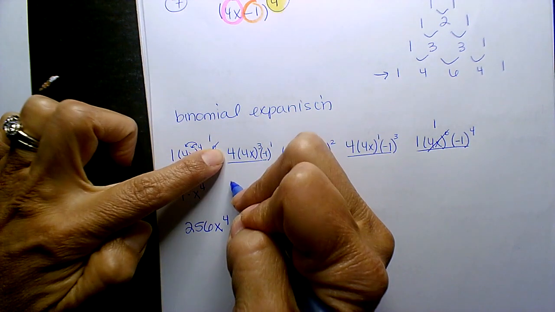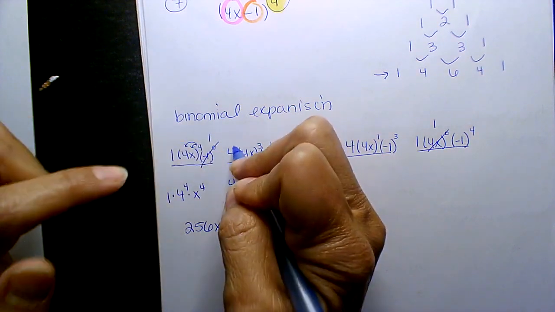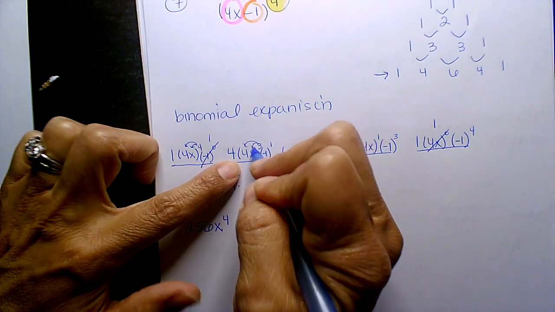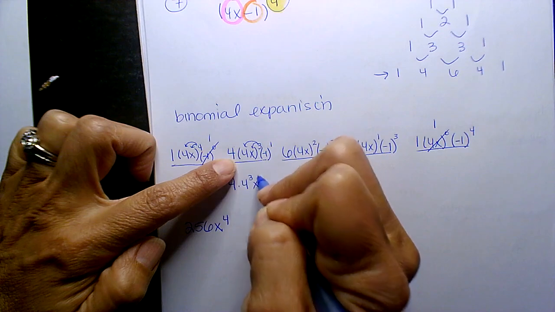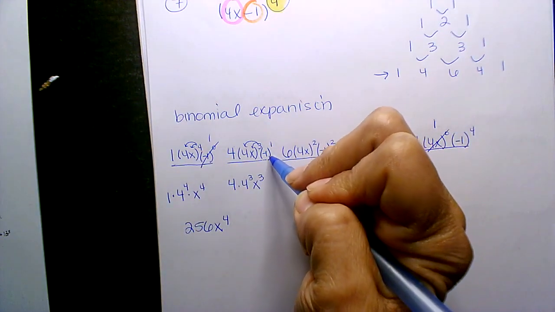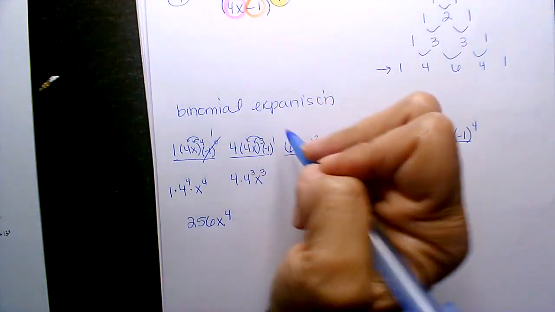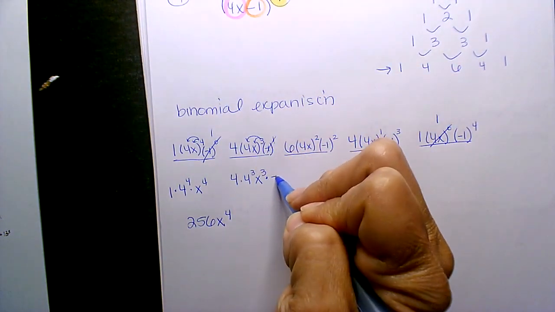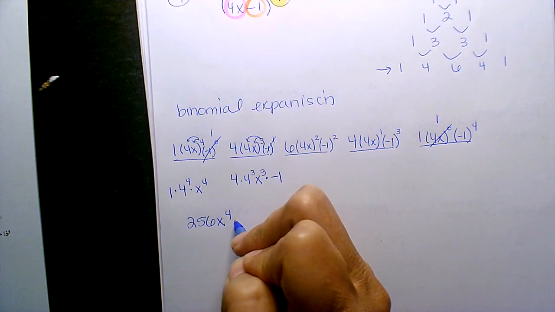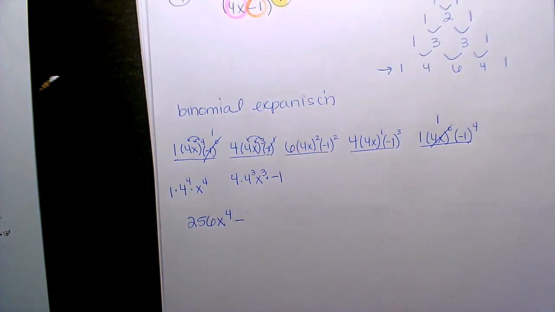Okay, here I have 4 cubed, x cubed. And you have negative 1 to the 1. Are you guys okay with a negative number to an odd exponent is negative, but a negative number to an even exponent is positive? So negative 1 to the 1 is just negative 1, meaning this term's going to be negative here.